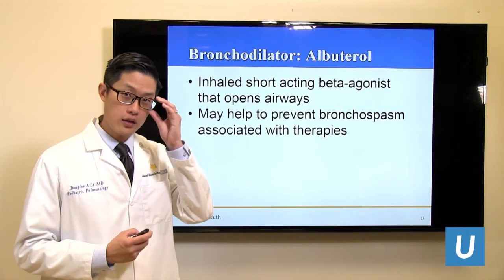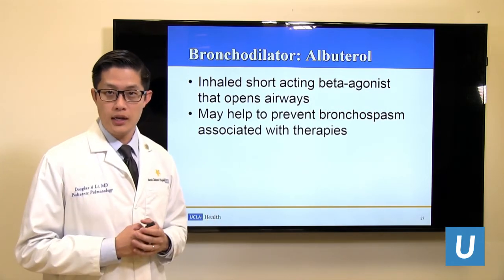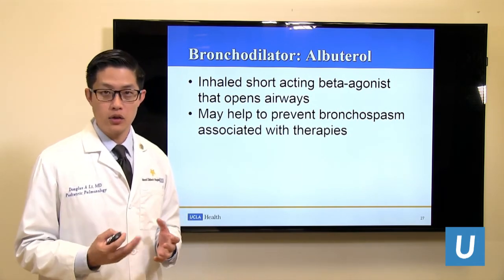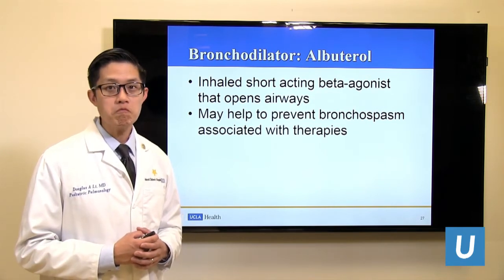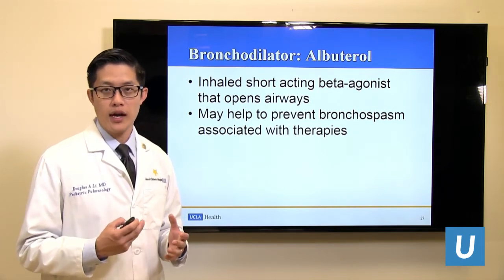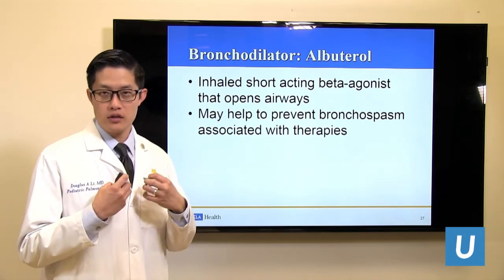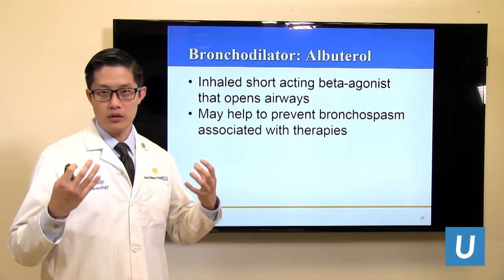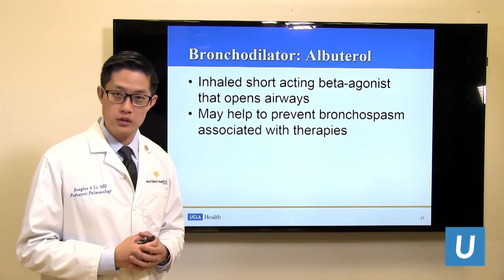The last class of drug that I'm going to talk about is not necessarily on the drug pipeline, but also very important in our treatments for you. So that's a bronchodilator known as albuterol. This is the same medication that we treat asthma with. And it is a short-acting beta agonist. In other words, it'll go into your airways and relax the smooth muscle so that things open up, and it'll also help to prevent spasming that can happen sometimes with some of our treatments.